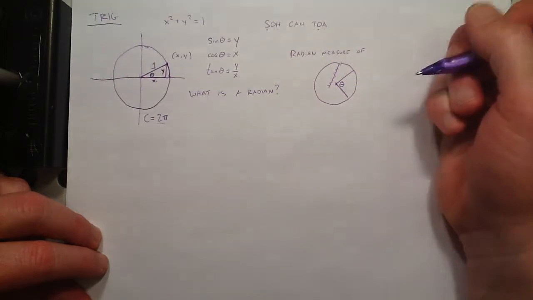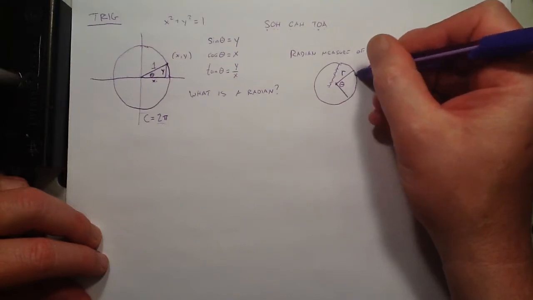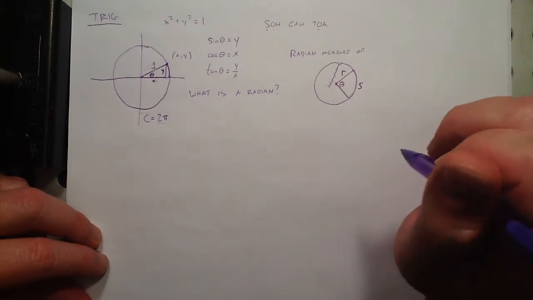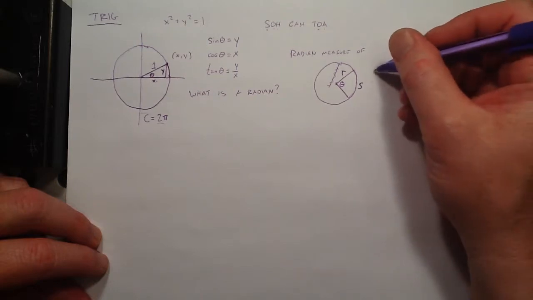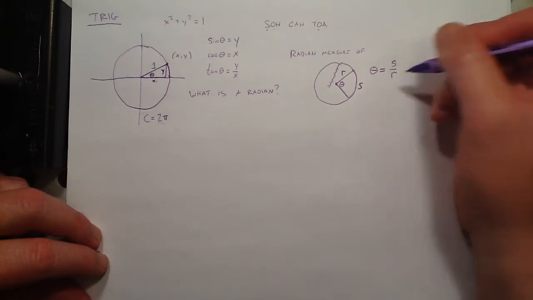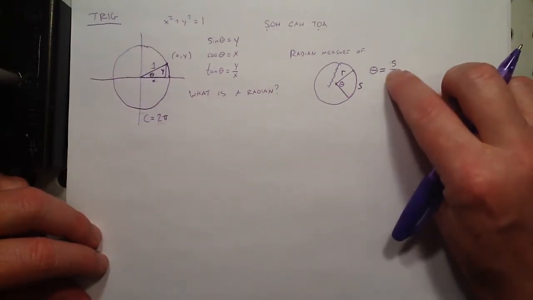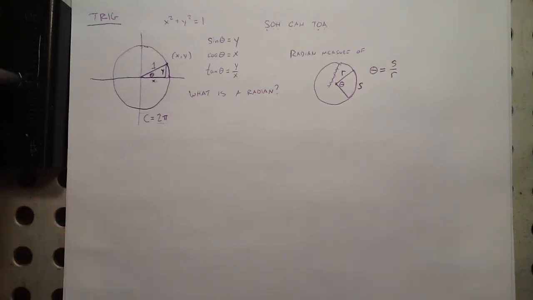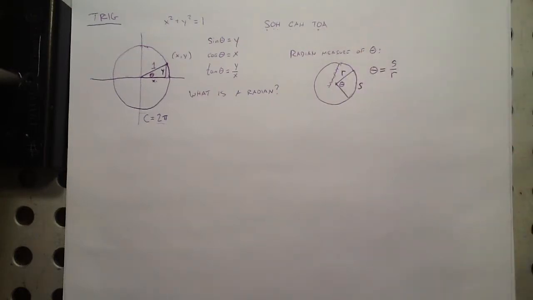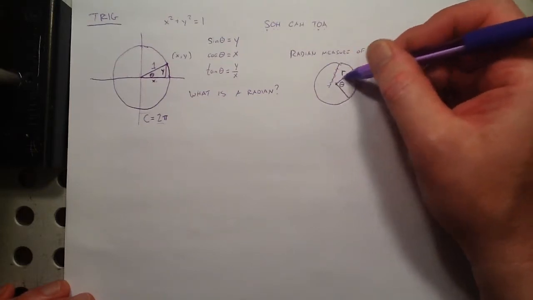So let's say we have some angle theta here, and the radius of my circle is r, and we could call this the subtended arc. We usually use S as the name for that. So the angle measure, theta, is just S over r. Of course, if your circle happens to be the unit circle and have a radius of 1, then that is just S, the length of the arc. But in general, the radian measure of theta is defined like this.